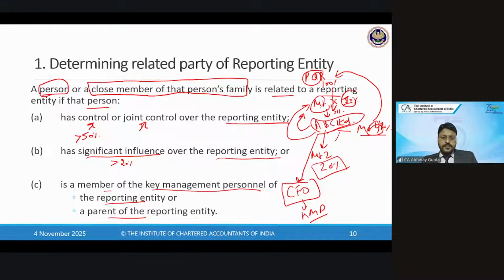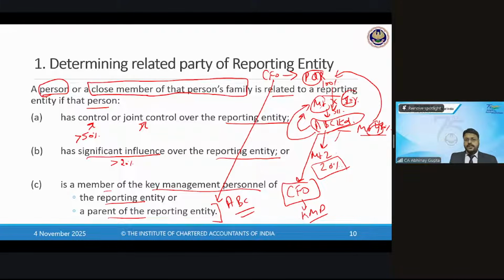Yes. So because now PQR holds controlling stake of ABC Limited, which is a company, the parent of the reporting entity is also the related party, and by virtue of that, CFO of the PQR or any KMP of the PQR will also be the related party for ABC. Is this clear?